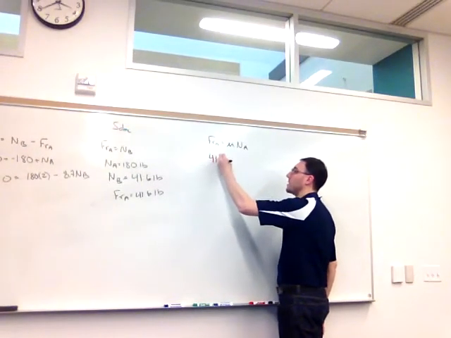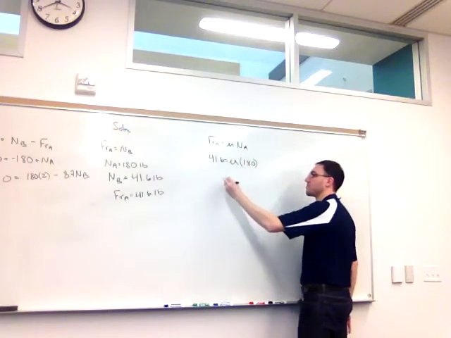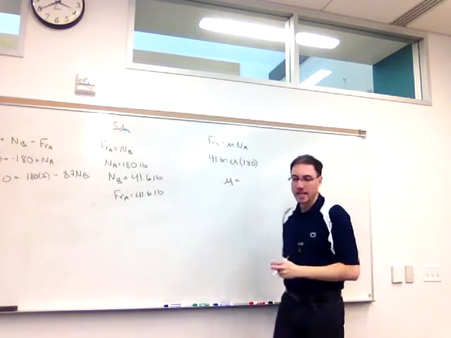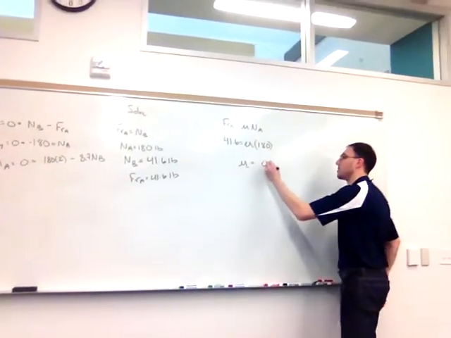Well, that means that 41.6 will be this mu times 180 pounds. For him to be in static equilibrium, the coefficient of friction must be at minimum 0.231.